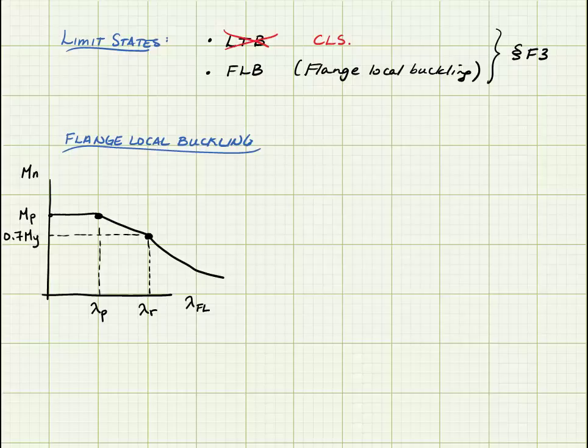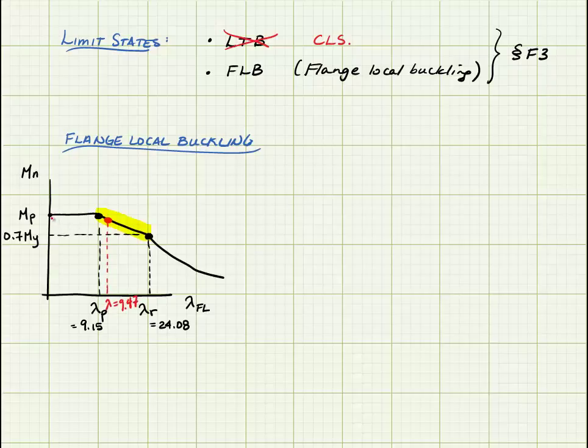So we are somewhere in this non-compact region because I calculated a lambda value that was equal to 9.47. Lambda sub p we calculated was 9.15. Lambda sub r we calculated was equal to 24.08. And then the lambda that we just calculated for our flange was 9.47. So there's our lambda.